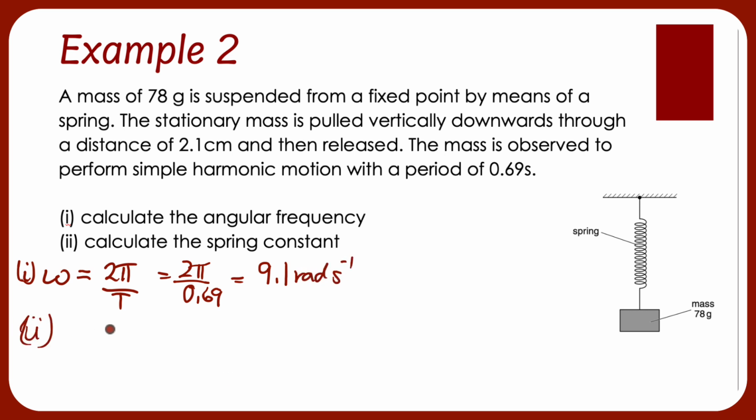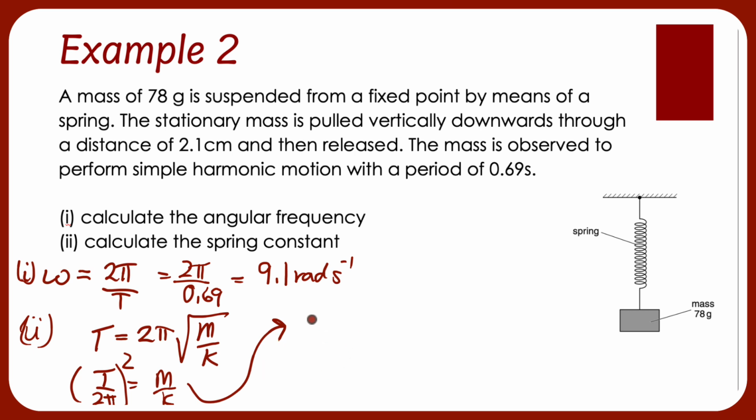Now it asks me to calculate the spring constant. Let's use our equation. The period, T, equals 2 pi root mass over the spring constant. Let me bring the 2 pi over to the side. T over 2 pi would equal root m over k. Don't like the root sign, so let me square all of this. T over 2 pi squared equals m over k.